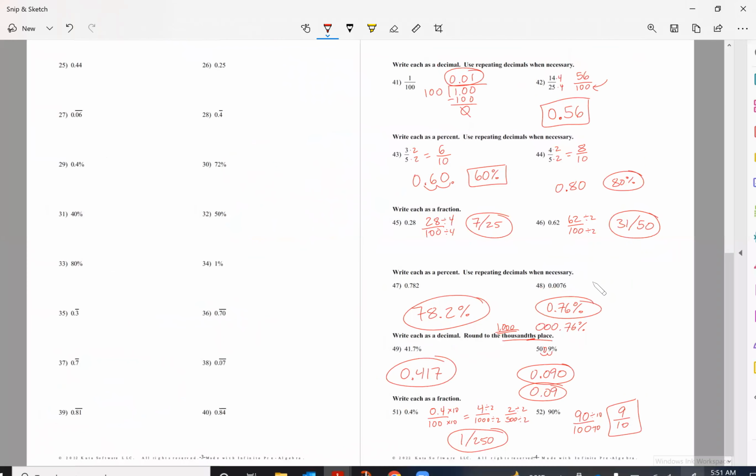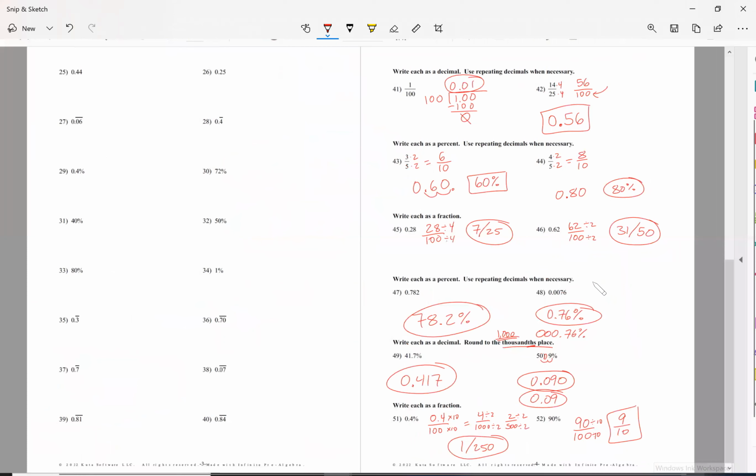Zoom out so that way you guys can see what we did today.